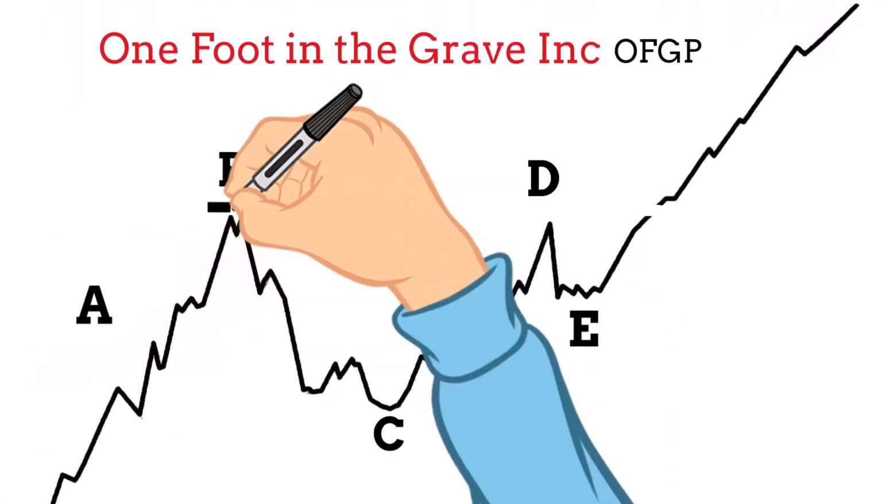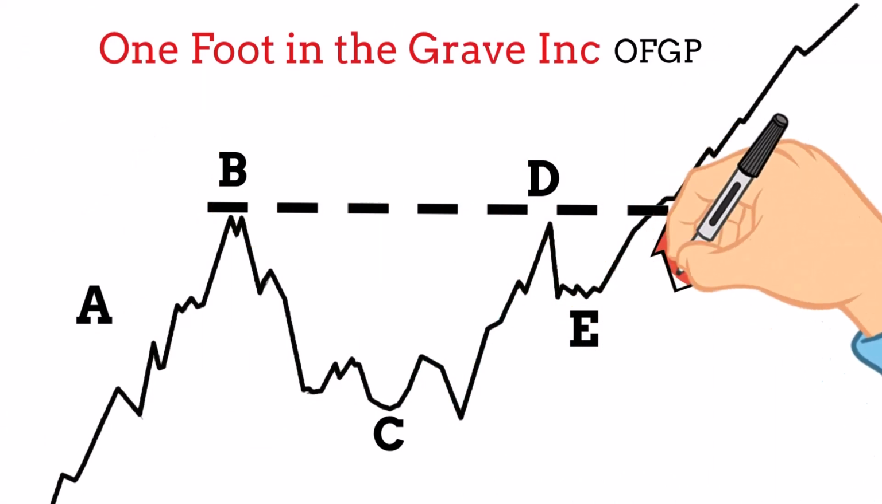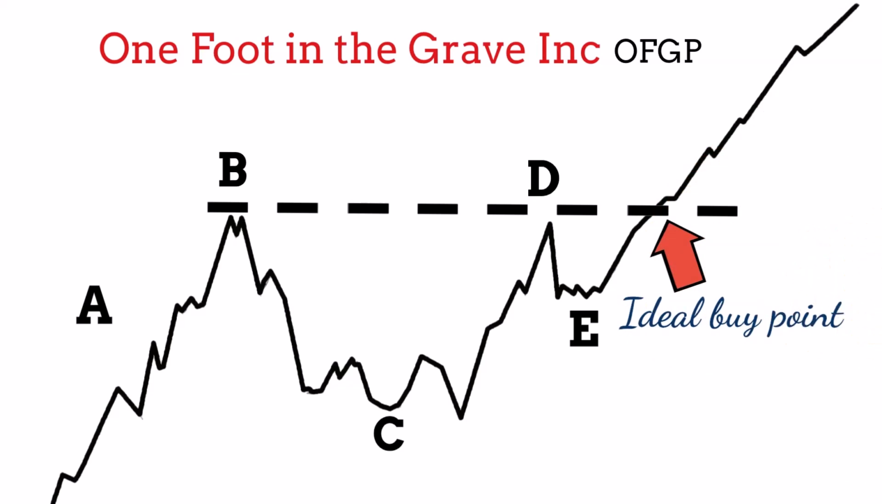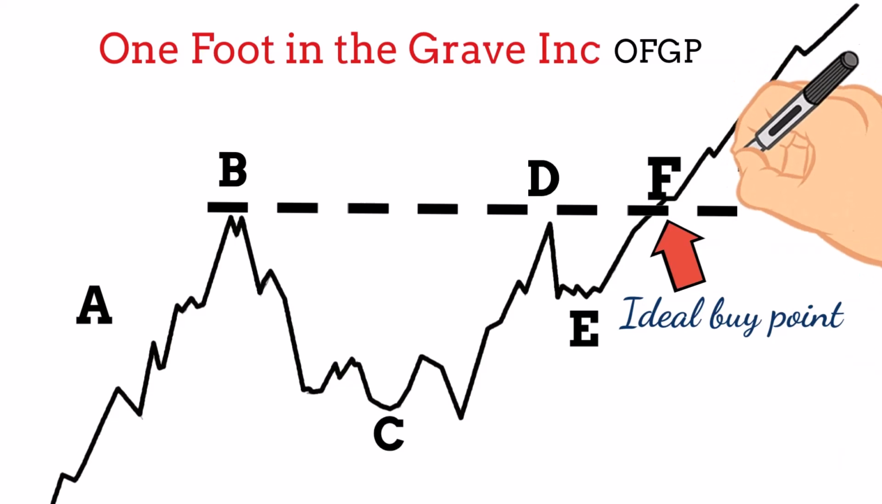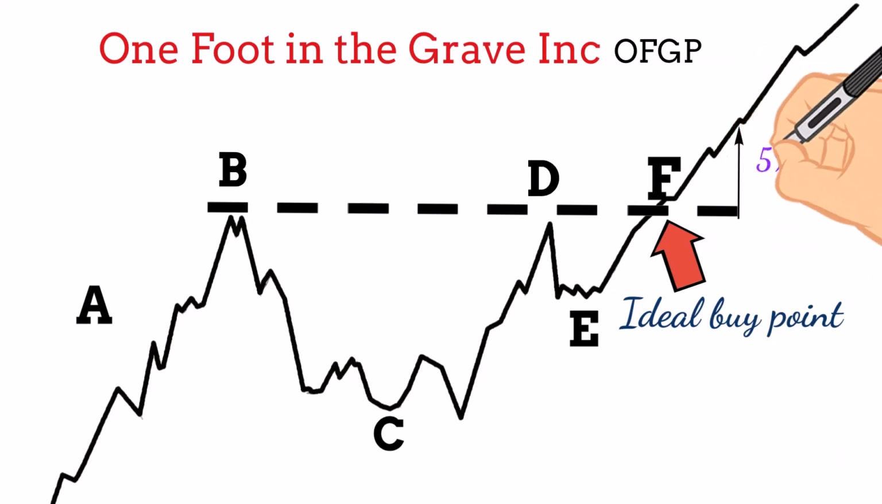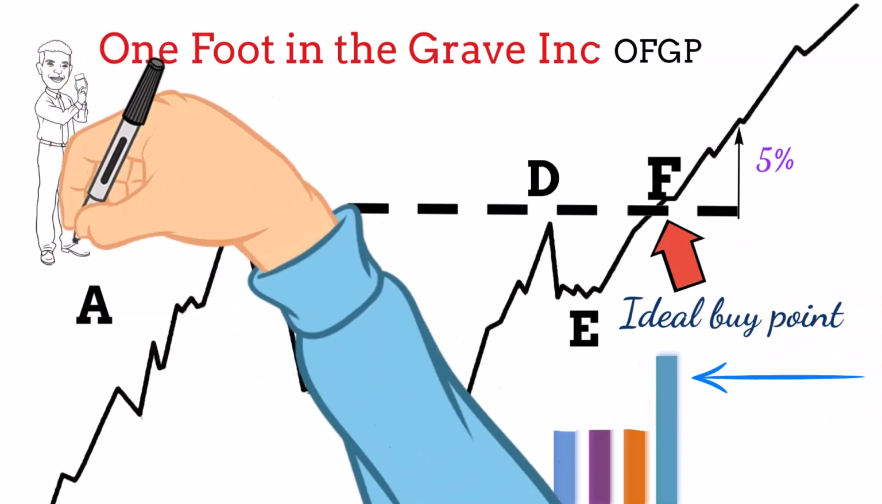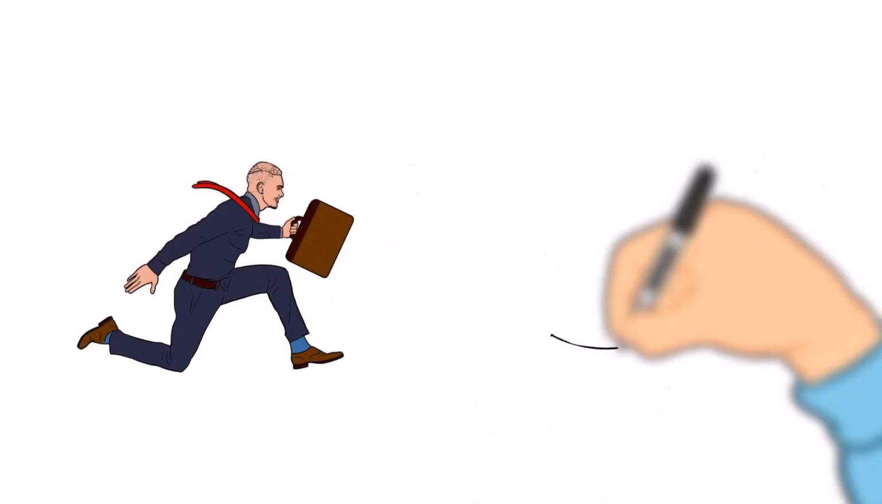Now, if I draw a dotted line from point B to D, all the way through intersecting the line on the right, I get what is called the ideal buy point, which is point F. The stock should be purchased somewhere between that point and 5% above that point. Volume should be high, indicating that institutional investors, people that supposedly know what they're doing, are buying, thus driving up the price. If you wait too long, you may miss the boat.